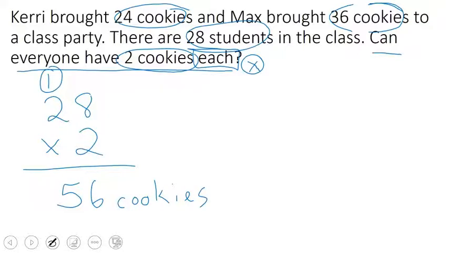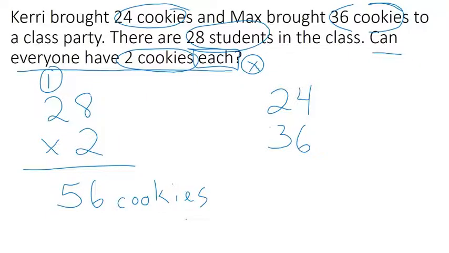to make this work. Do we have 56 cookies? Well, let's reread and find out. It says Carrie brought 24 cookies and Max brought 36 cookies to a class party. It doesn't tell us how many cookies we have, but they tell us that we have 24 cookies and 36 cookies. Let's find out how many cookies we have all together and see if we have the 56 necessary cookies. Whenever we have in all together, those kind of words clue us in that we're going to need to add to see how many cookies we have in total.